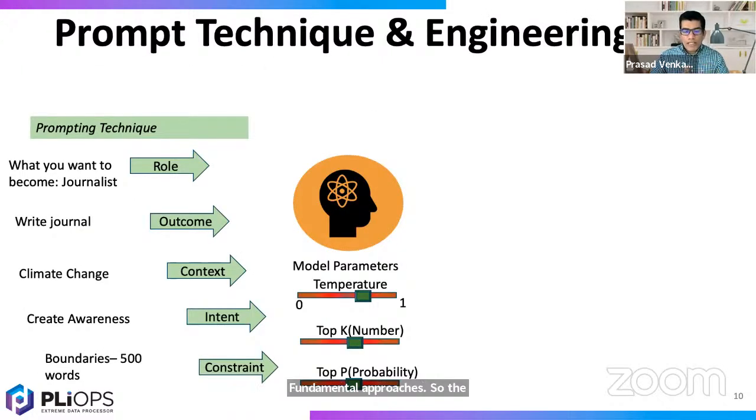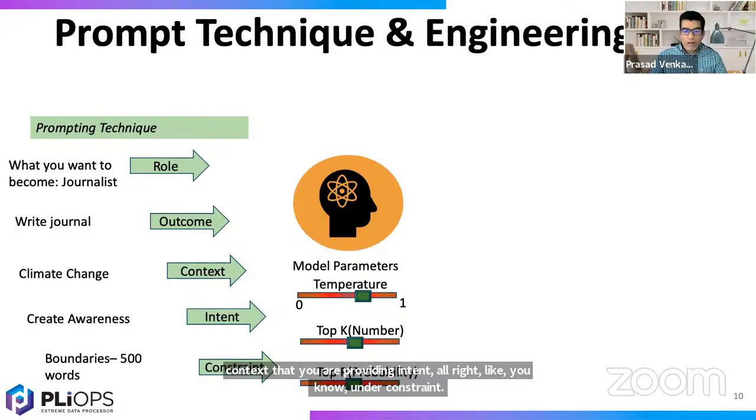So the prompt technique, we can put this into two categories. Prompt technique can be said as a structure of how you define a blueprint for the prompt, which defines the role, the outcome that you want to accomplish, the context that you're providing, the intent, and the constraint. So for example, me as a journalist want to write a journal.